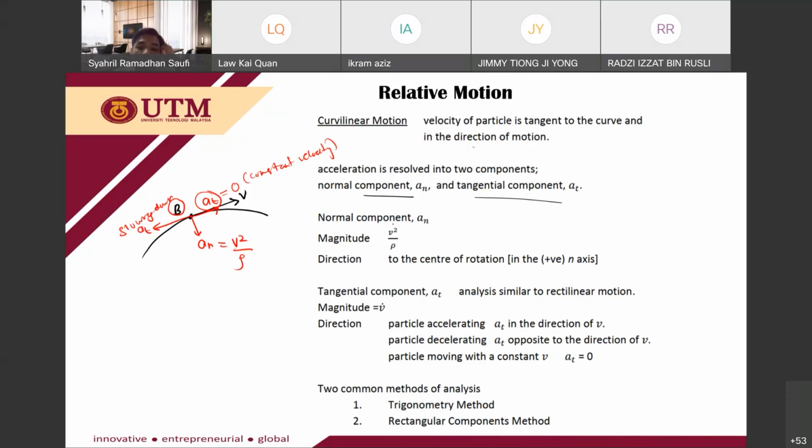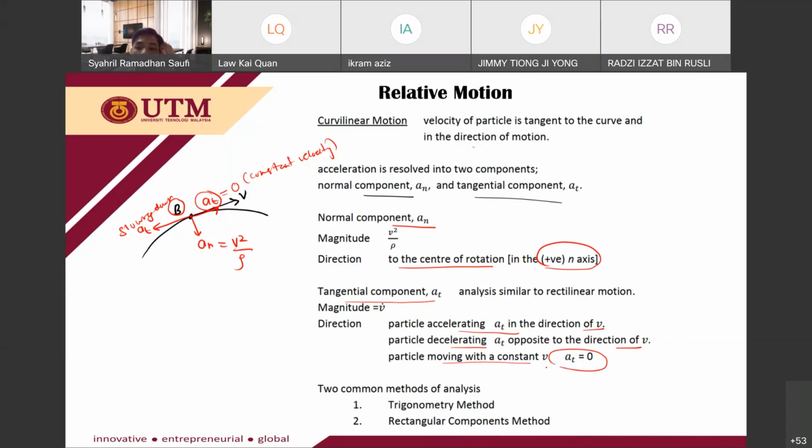Please remember for the normal component, the direction is toward the center of rotation, or inward to the curve, in the positive n axis. For the tangential component, the analysis is similar to rectilinear motion. If the particle is accelerating, AT is in the direction of V; if decelerating, AT is opposite to the direction of V. If the particle is moving with constant V, AT equals 0.